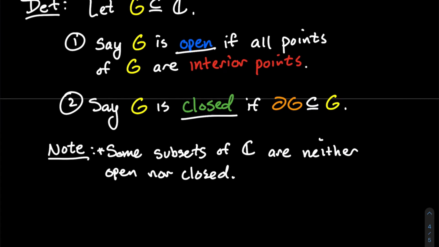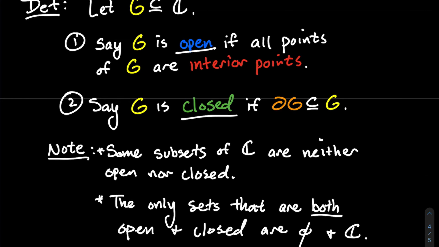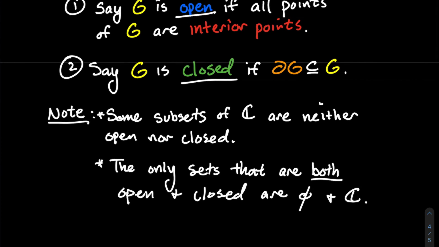And so here's a note though. Some subsets of the complex numbers are neither open nor closed. So I'm not trying to say that any subset of the complex numbers is one or the other. I'm just saying that these are two terms that we might use to describe some subsets of the complex plane. So again, it's possible some could be neither open nor closed. And just in case you're wondering, in the usual topology, the only sets that are both open and closed are the empty set and the whole set itself.